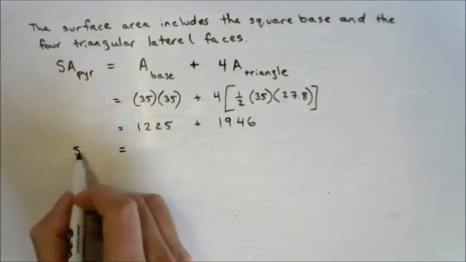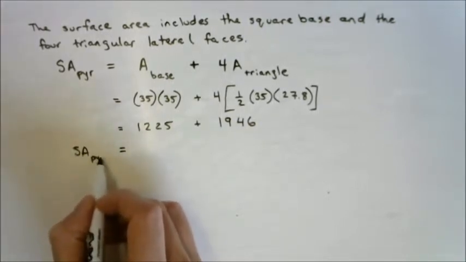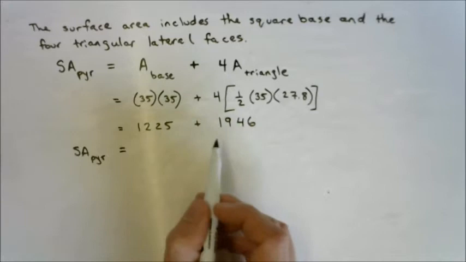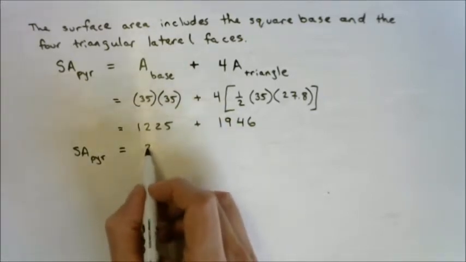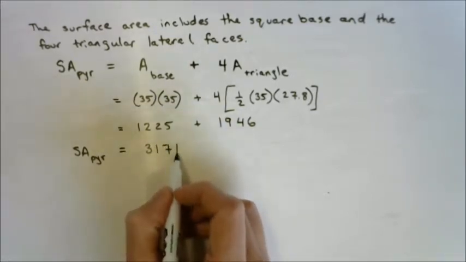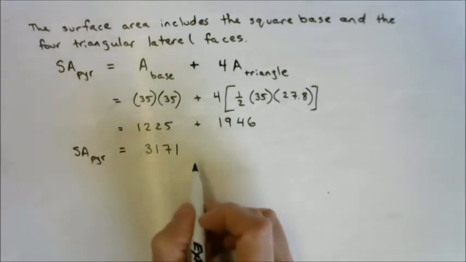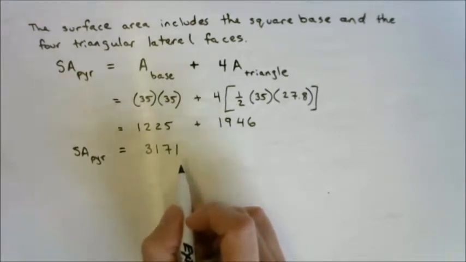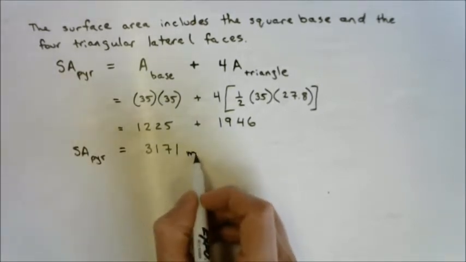And then to get the surface area of the pyramid all together, we just finish it out by adding all of that together. 3,171. And now we think about the units of measurement that we need. Meters squared. Good job.